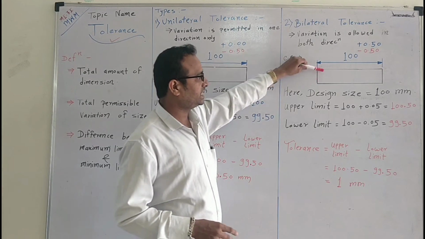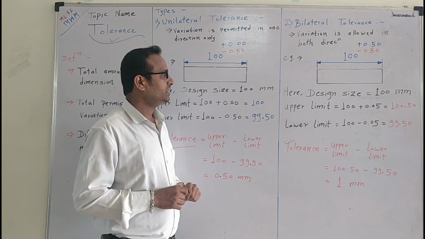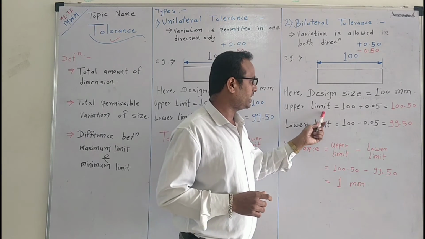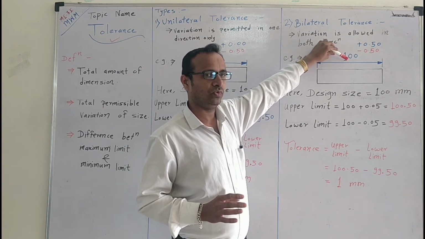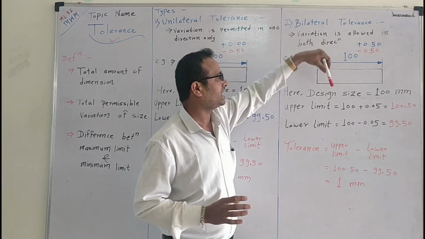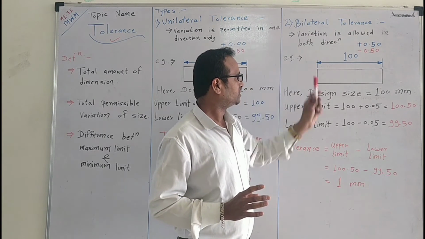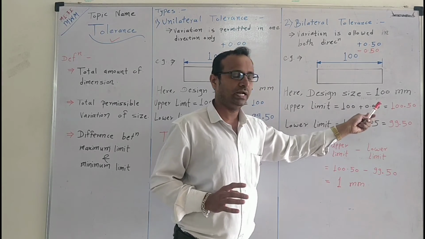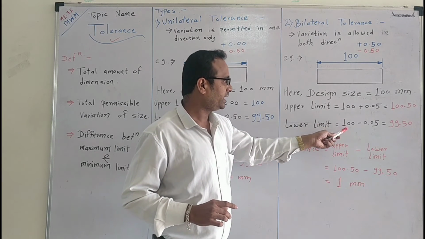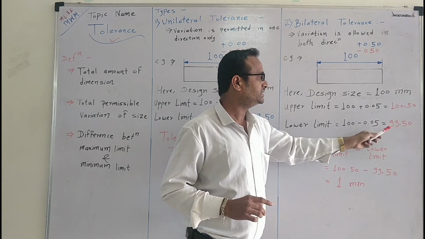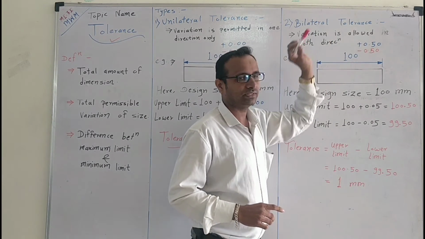Here design size is again 100 mm, but there is a small change in the upper limit. If you want to calculate the upper limit, just do the simple calculation. Whatever the design value and upper value, you just add or subtract. The symbol given over here is plus, so 100 plus 0.5 means 100.5. And lower limit 100 minus 0.5 means 99.50. Here 0.5 we have taken from the lower side.